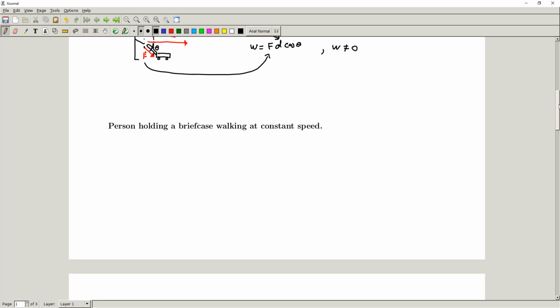Okay, so in this example we're going to take a look at a person holding a briefcase walking at constant speed. Okay, so the key here is they're walking at constant speed. Okay, so here I'll try and draw another picture. We have a person, they're going to be holding, this is going to be my briefcase, so the person's holding the briefcase.